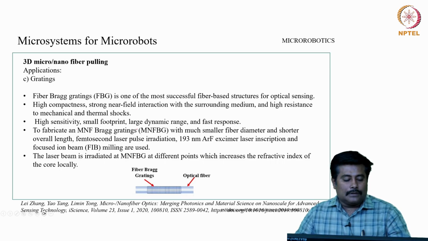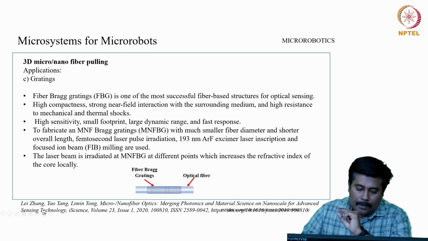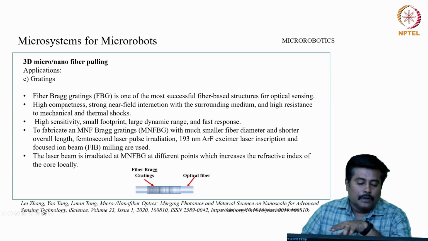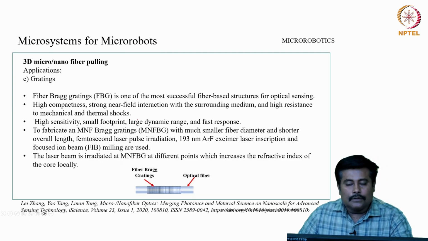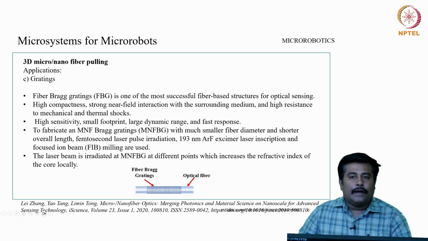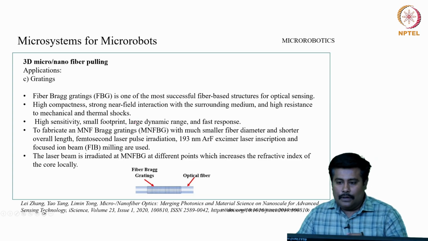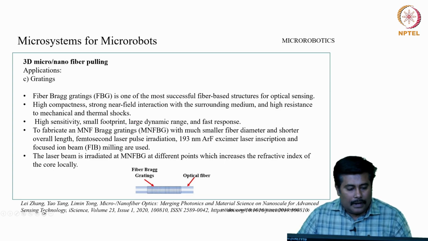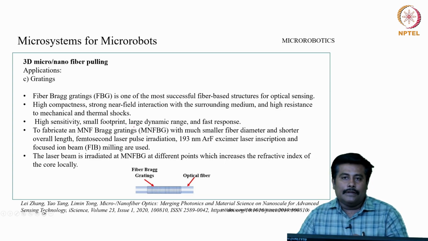So, this is a process in which, using a fiber pulling, the fiber Bragg gratings are inscribed on the fiber pulled samples. This fiber Bragg grating is considered to be one of the successful fiber based structures for optical sensing. It has high compactness and strong near field interaction with the surrounding medium, and it has a high resistance to mechanical and thermal shock, and it has a high sensitivity and small footprint with larger dynamic range and faster response.